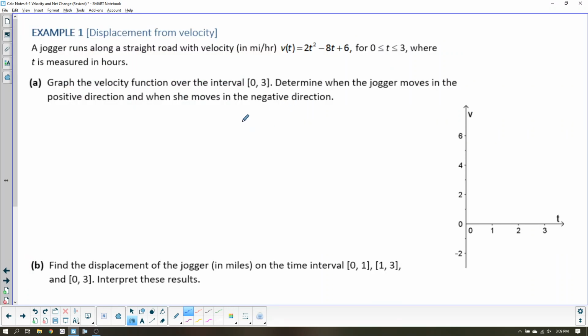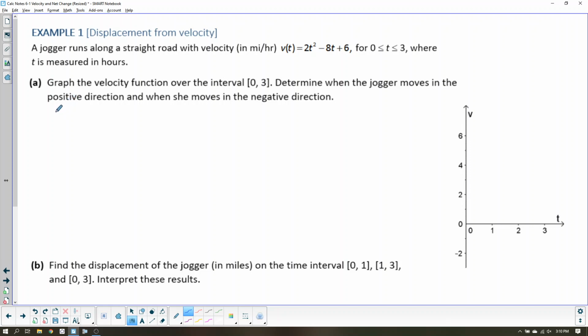Okay, so let's try an actual problem. So we've got a jogger. They run along a straight road with a velocity given by this function here, where t is going to be measured in hours. First part is to graph it over the time interval 0 to 3. So we're going to try to graph this by hand. It'll be a good review of things that we did actually back in college algebra.